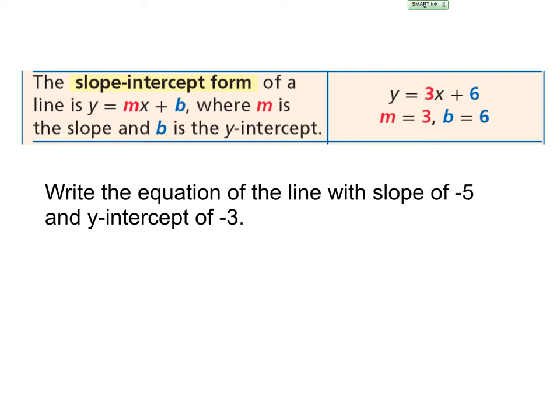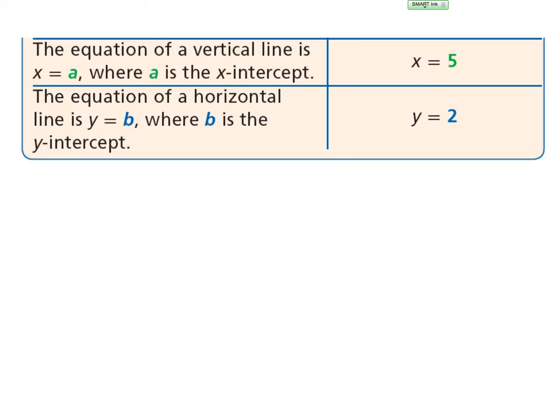This should say y equals -5x minus 3, or plus -3. The 3 was a negative. So depending upon what information is given, we might choose a different form. Okay, horizontal and vertical lines, I mentioned those yesterday.